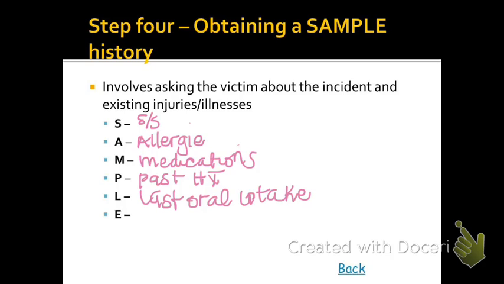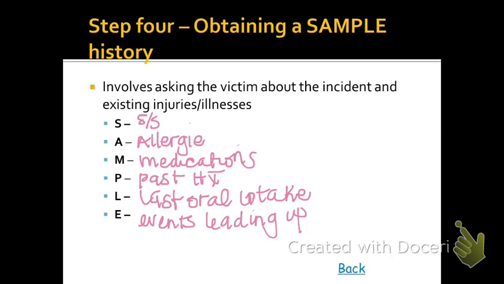And then last but not least is E, which are the events that led up to the injury or the illness. Or another way to say it is the mechanism of injury or the nature of illness. So the events leading up. If you do this every time, if you take a SAMPLE on your patient, you will not miss anything in the history portion of the initial assessment. So again, SAMPLE stands for signs and symptoms. Ask them what are they feeling. Ask them if they have any allergies to medications, if they're currently taking any medications.